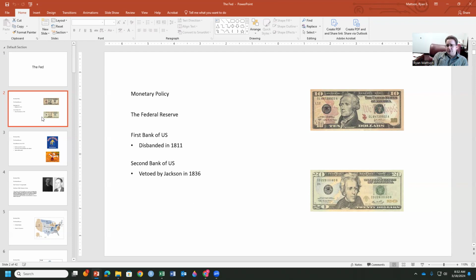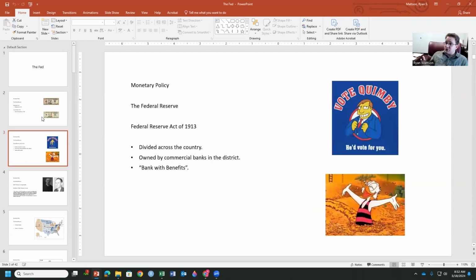So what I like to do is compare the Fed to a mixture of Mayor Quimby from The Simpsons and Scrooge McDuck from DuckTales, of course. And I'm using, of course, the classic. Well, I don't know how classic the 1980s were in terms of Scrooge McDuck, but there we go. That's the one I grew up with. So we have Mayor Quimby from The Simpsons, he'd vote for you, and Scrooge McDuck sitting in his giant vault of money.